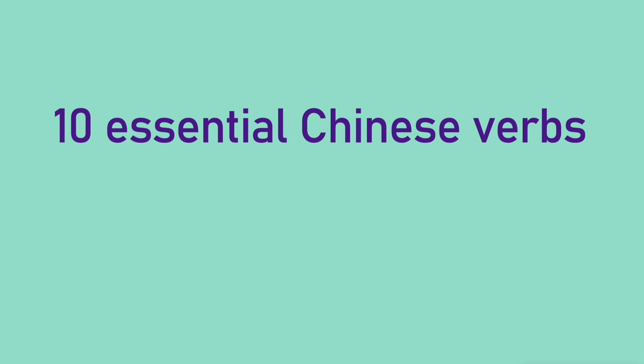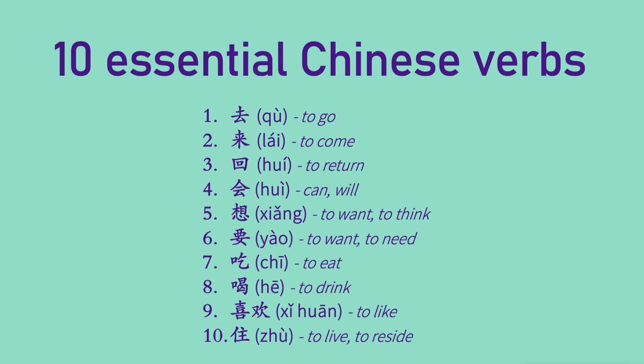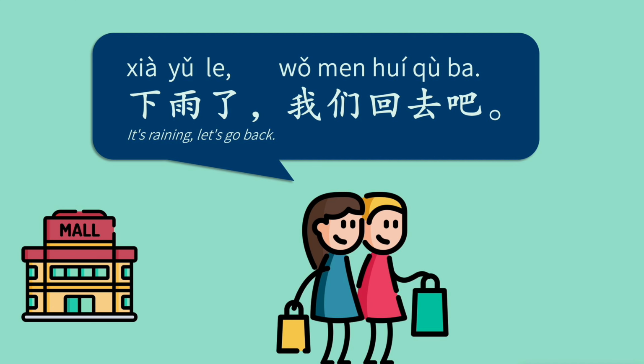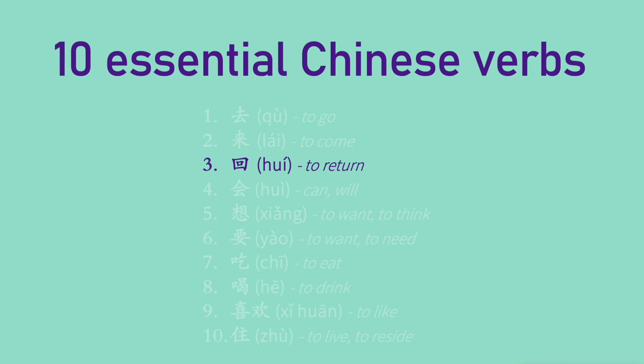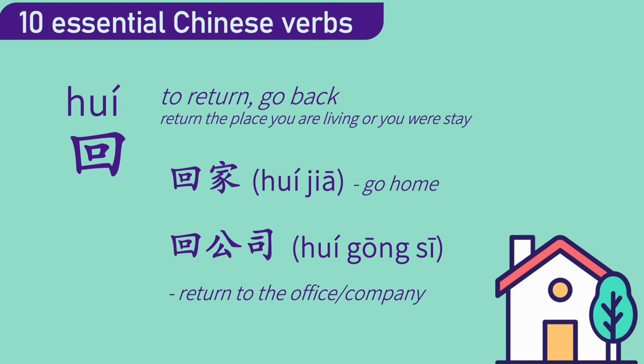In the previous video, we've already mentioned 去 and 来. At the end of 来, we learned a sentence. 下雨了，我们回去吧. This 回 is return, back. It will also be today's verb, 回, return. It can be return a place, and it also can return other stuff.